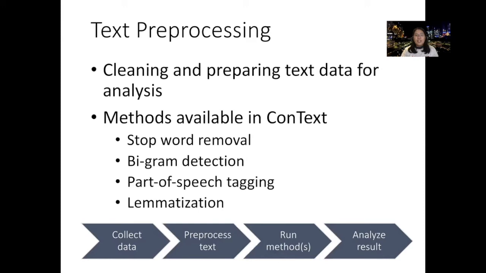There are several text pre-processing methods. In Context, we offer 4, namely stop word removal, bigram detection, part-of-speech tagging, and lemmatization. I will discuss each of these in more detail later, but I want to point out that you do not need to apply every pre-processing method to your text. What you usually do is select the methods that are appropriate for your goal.